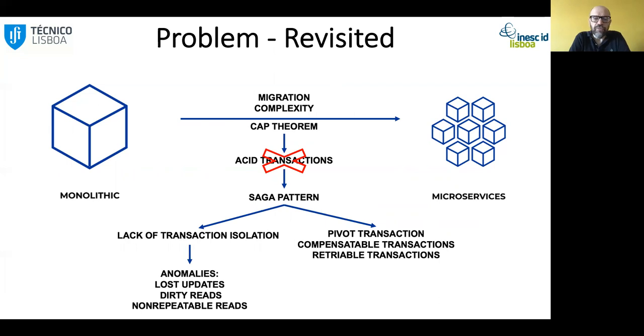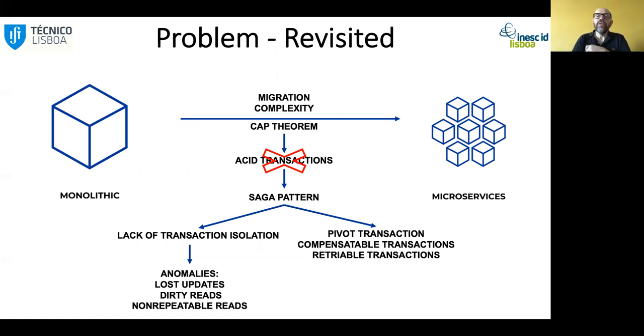For that, you have, for instance, pivot transactions. These are transactions that actually define the point where, if the execution of the transaction succeeds, the functionality is going to succeed. The execution of the functionality is not going to roll back, but you may need to compensate if something occurs before the pivot transaction occurs, and the transactions afterwards are retriable transactions.